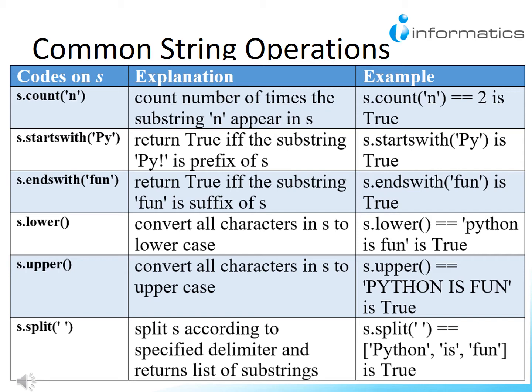lower. Return a new string where all characters in s are converted into lowercase. For example, s.lower() returns 'python is fun'. upper. Return a new string where all characters in s are converted into uppercase. For example, s.upper() returns 'PYTHON IS FUN'. split. Return a list in which the string s is split into substrings according to a specified delimiter. For example, s.split() returns ['Python', 'is', 'fun'] based on the space character delimiter.